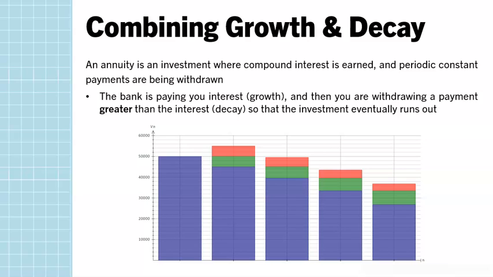If the bank is paying you interest, we can see from that $50,000 we would increase the balance all the way up, but then a regular payment would be withdrawn, and that amount of the payment is greater than the interest that has been added on, and so overall the balance will decrease. That means over the life of the investment, it will eventually run out and have a balance of zero.